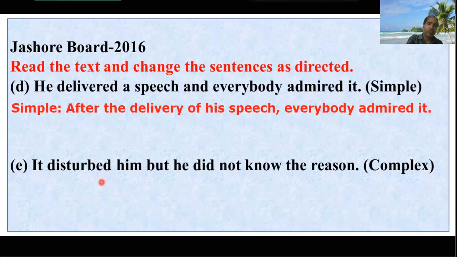So, my dear students, firstly you have to write "though" or "although", and then write "it disturbed him". You have to cut "but" and set a comma instead of "but". Then write the next part of this sentence. In this way, you can change into complex. This sentence is very easy and interesting, so you can write with me.